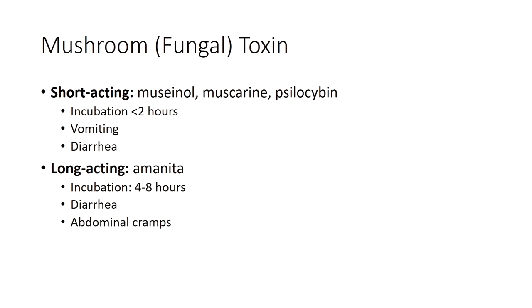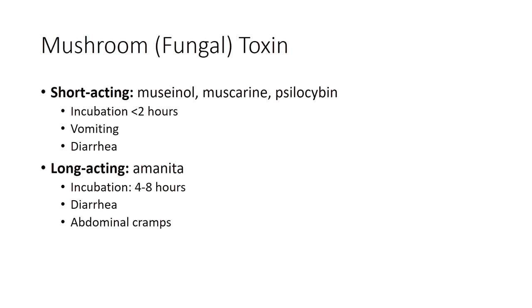All right, so some other toxins like mushroom or fungal toxins, they're usually very short-acting: muscinol, muscarine, and psilocybin. It's usually vomiting, diarrhea that can be incorporated. Psilocybin is going to have neurological or psychological aspects. Psilocybin is shrooms, just so you know. And so this is where you're going to be hallucinating and seeing all these vibrant colors and stuff like that. That usually occurs very fast.